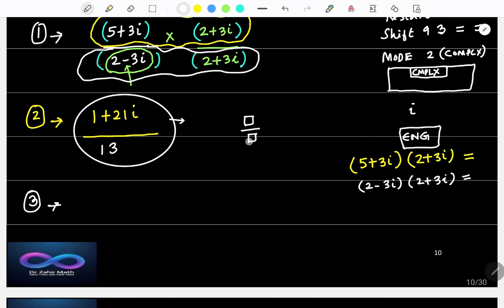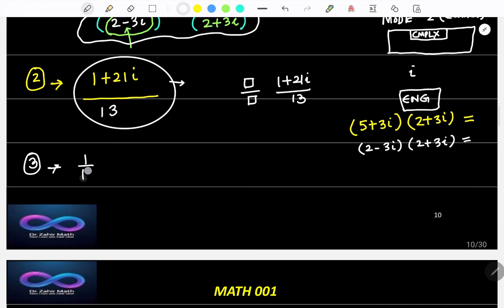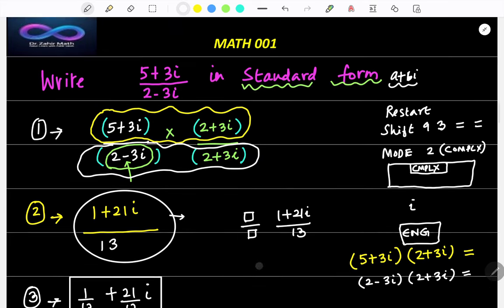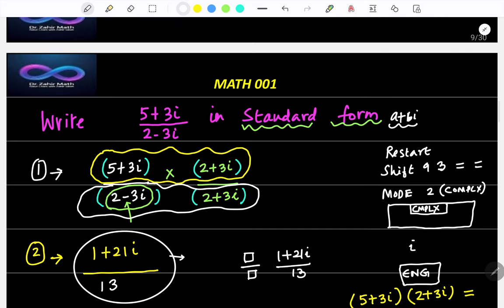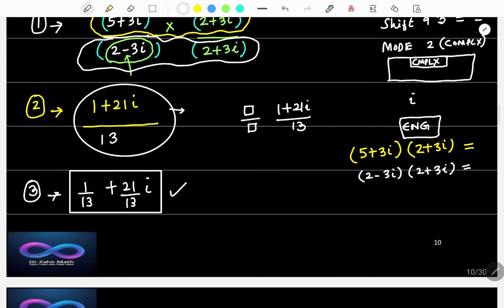Press the fraction mode and then write 1 plus 21i divided by 13. So the final answer will be 1 by 13 plus 21 divided by 13i. How do I know, teacher, my answer is correct or not? Again, press equal, then press the fraction mode. Type 5 plus 3i divided by 2 minus 3i, then press equal. You will get this answer immediately.